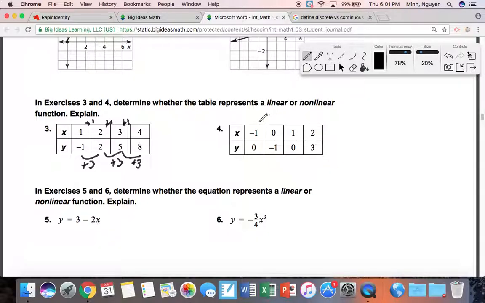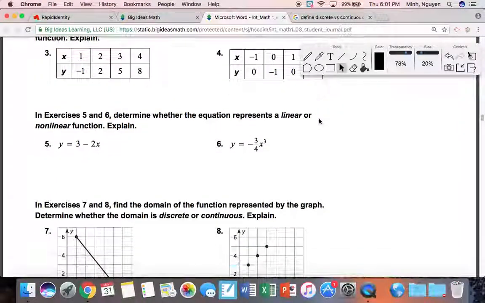Next, again, the x's are going up by 1. And there we have y going down by 1. Oh, but then we have up by 1. And then we have up by 3. There is no consistency there. That's a nonlinear function. There's no consistency in the increase or decrease.